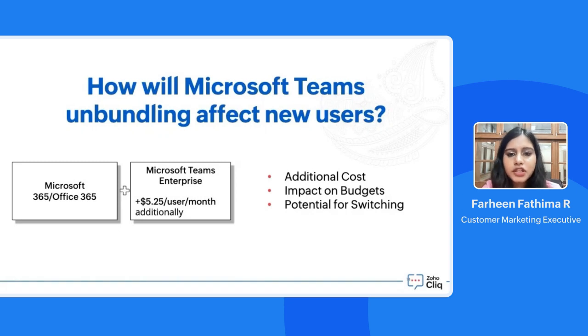And the third is the potential for switching. Some users or organizations may consider exploring alternative communication and collaborative platforms that offer similar features to Teams but at a lower cost. This would include both standalone platforms and suites offered by the competitors. If you're looking for a switch from Microsoft Teams, then choosing Zoho Click would be a fair option, as this would result in significant cost savings for an organization.